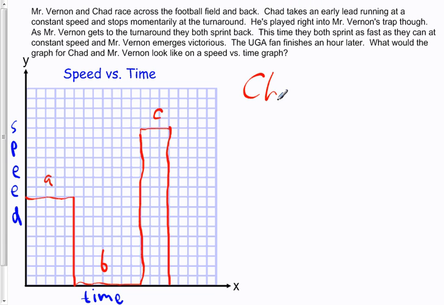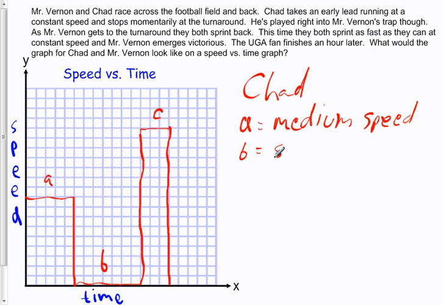So, if we write Chad on here, A is medium speed, we'll just say. B is stopped. And C is fast speed.